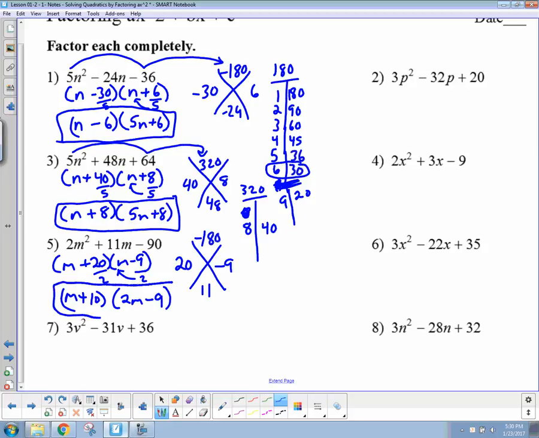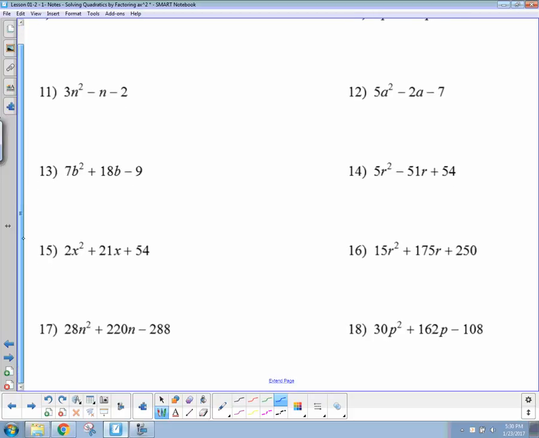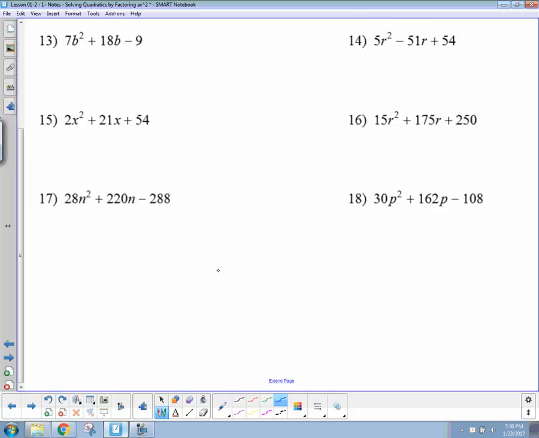All right, those are pretty easy. So let's do some that are hard. I'm going to jump down here to 15. Okay? No, not 15. I want something I can factor out. Let's look at 17. Yikes. Now remember, you got to take the greatest common factor first. So, let's see. Let's factor out a 2. You get 14n squared plus 110n minus 144.